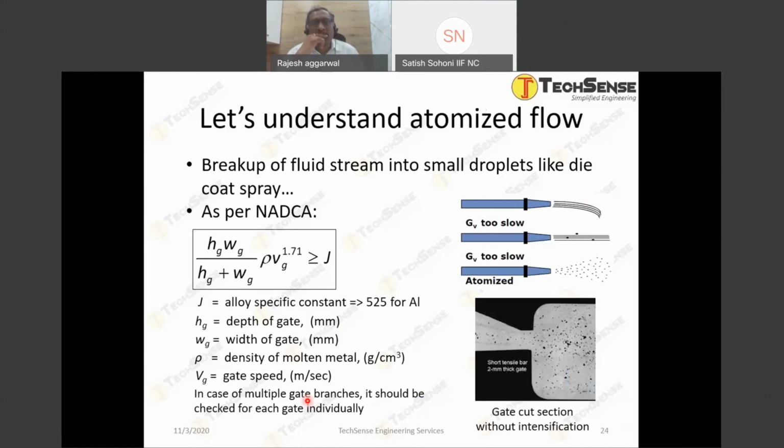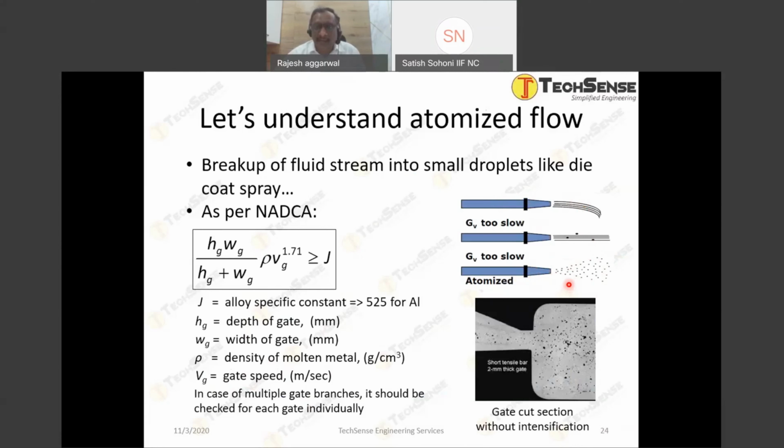So what is atomized flow? Atomized flow is basically calculated by a given formula from the NADCA, where the variables are the thickness of the gate, width of the gate, density of the molten metal, and the gate speed. And the atomized flow looks like the third one, right? The gate velocity in the first is too slow, the medium speed is still too slow. But the third one is like atomized. It is like spraying the liquid metal inside the cavity.